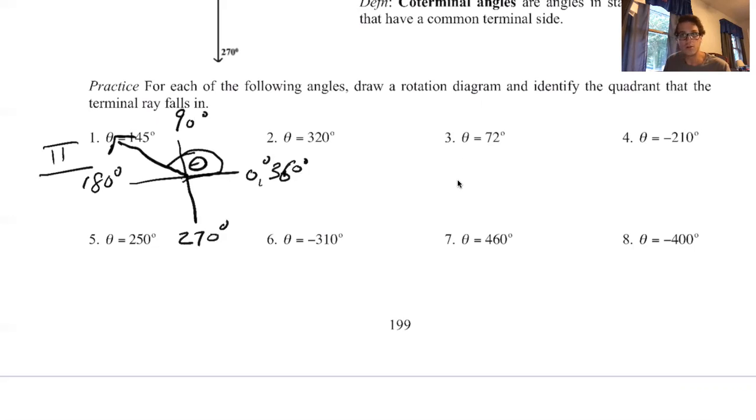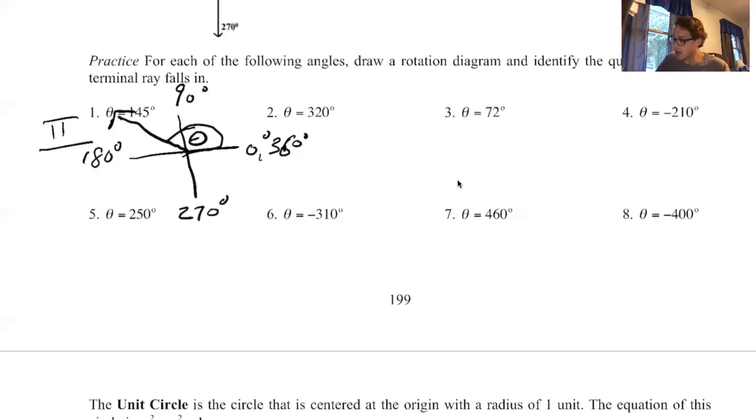Because they go 1, 2, 3, and 4. Okay? So let's practice one more here. Like we can also have 72 degrees, over here in number 3. Let's try that one. Okay, well, again, just think about your quadrant angles.